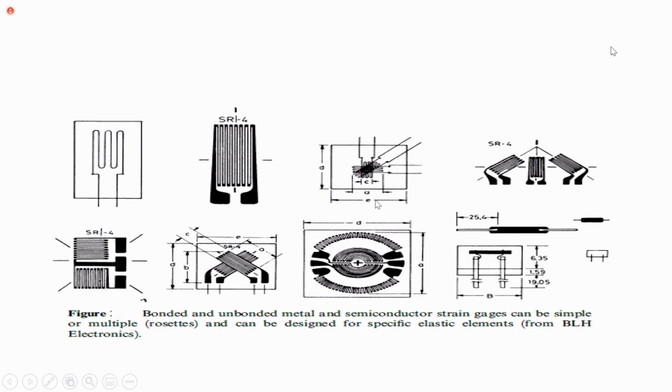If we use multiple wires in construction of the strain gauge, that is called rosettes. And here also we are using 3 wires, multiple wires. So different types of strain gauges you can see here.